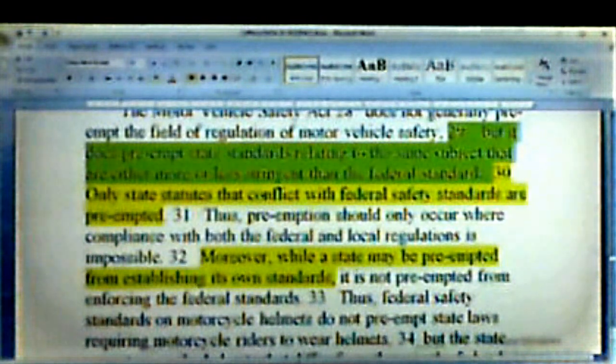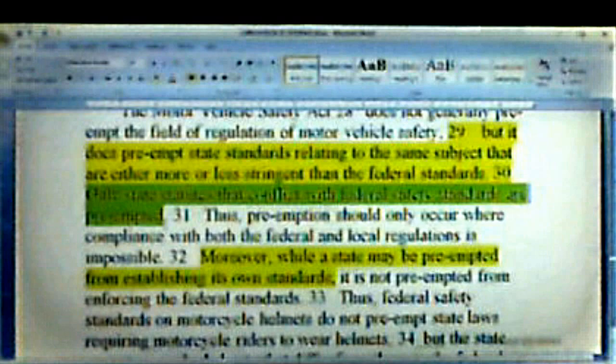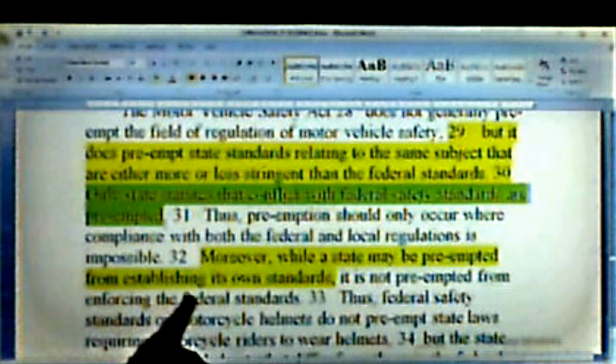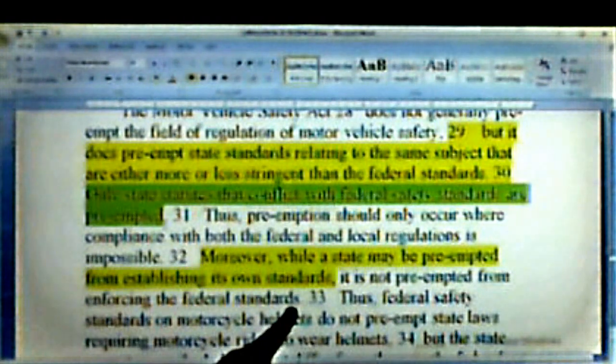And it says only state statutes that conflict with federal safety standards are preempted. So in other words, if they try to make it apply to something outside of what the federal safety standards say it can be applied to, they can't do it. They don't have the authority. Okay? Now, it says, moreover, while a state may be preempted from establishing its own standards, it is not preempted from enforcing the federal standards.